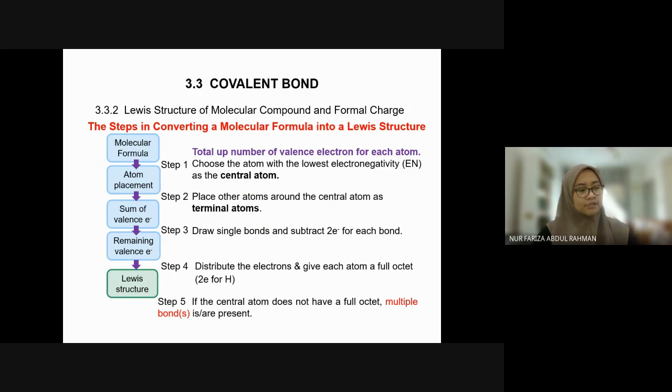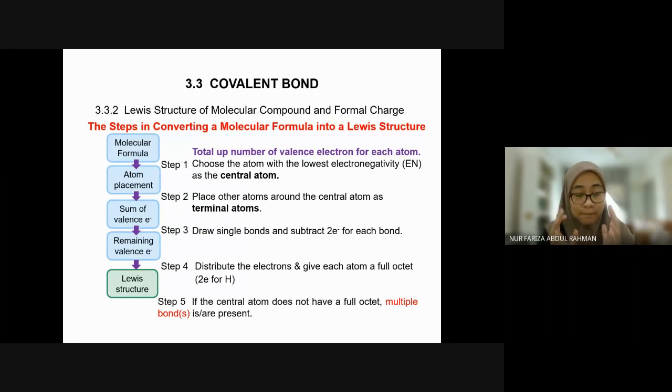Okay, all right. So we have steps in converting a molecular formula into a Lewis structure. This is a very important step. Okay, it's like in topic 1 last time. Okay, we learned on how to write the chemical formula. Remember, before we could prepare a balance equation and then later on calculate, you need to have your chemical formula correct. Okay, that is for topic 1.